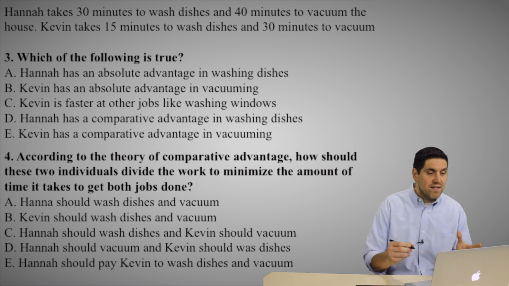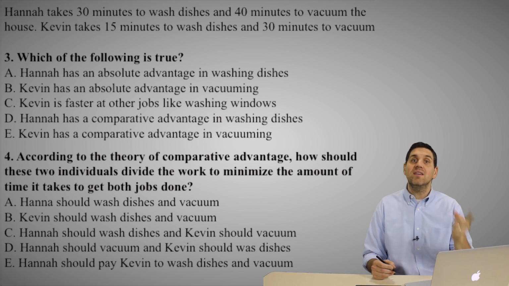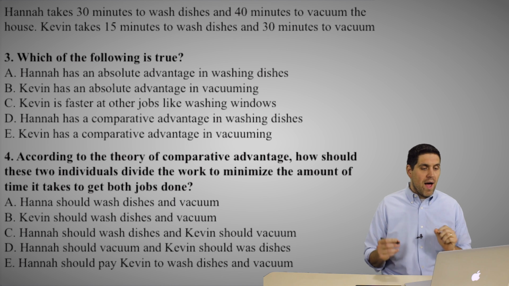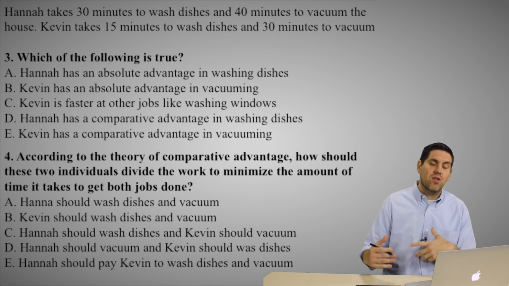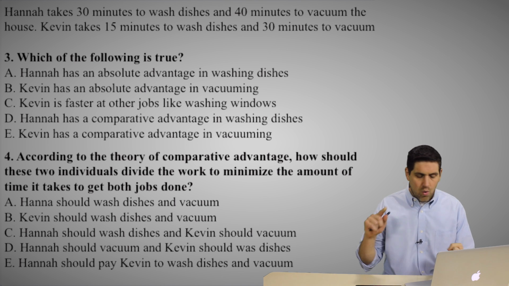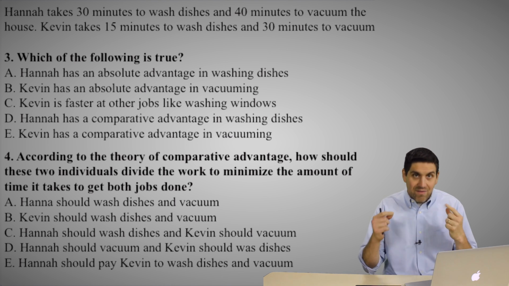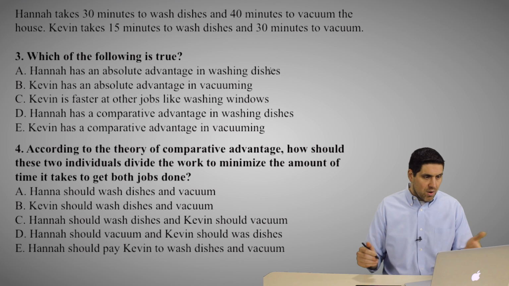In this one, we have Hannah takes 30 minutes to wash dishes and 40 minutes to vacuum, and Kevin takes 15 minutes to wash dishes and 30 minutes to vacuum. This is an input question. The reason why is you want lower numbers, right? It's better to take 15 minutes to wash dishes than it takes 30 minutes to wash dishes. So an input question is when it's hours or workers or land or some sort of input that's the variable, and it's better to have lower numbers. Now, input questions, let's jump into it.